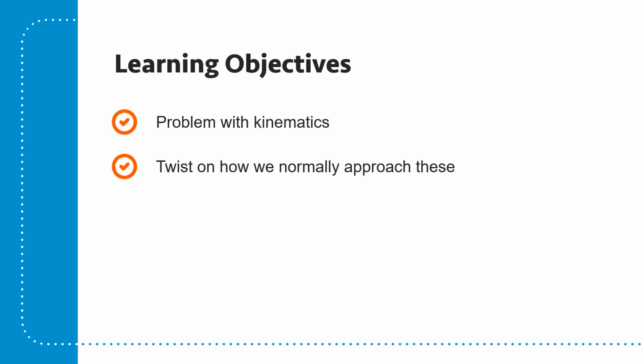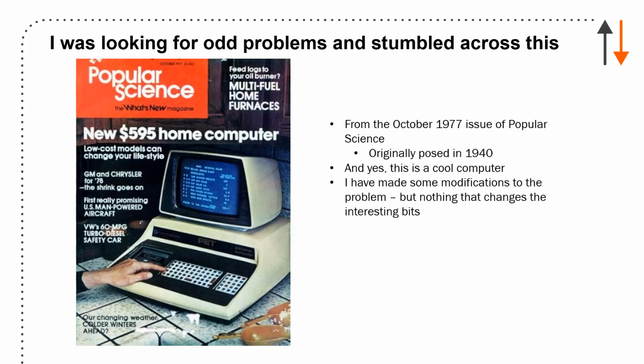It's a problem with kinematics, and the reason why I think it's kind of interesting is it's a twist on how we normally approach this. We normally give you a distance, we normally give you various types of information. We don't give you time on path. And because of that, I kind of like this just for a quick sort of thought experiment.